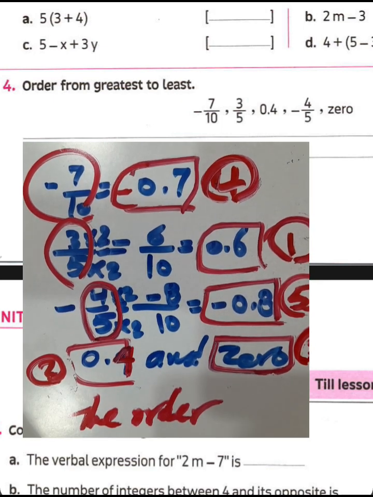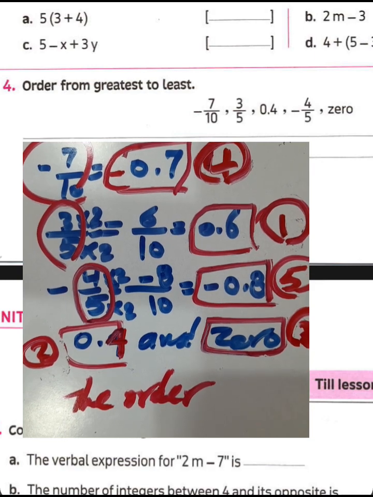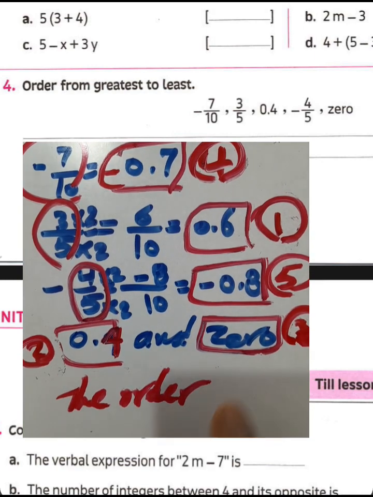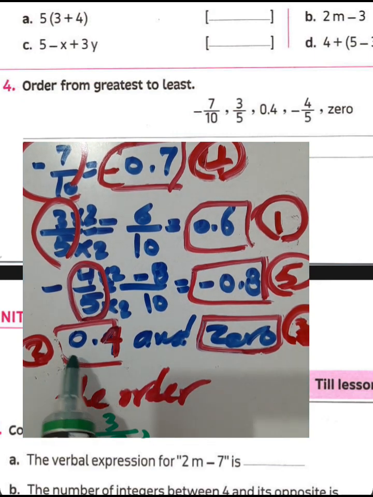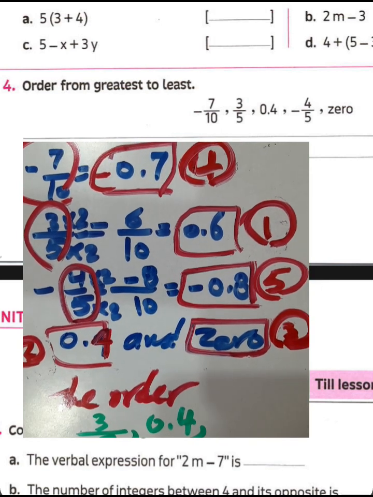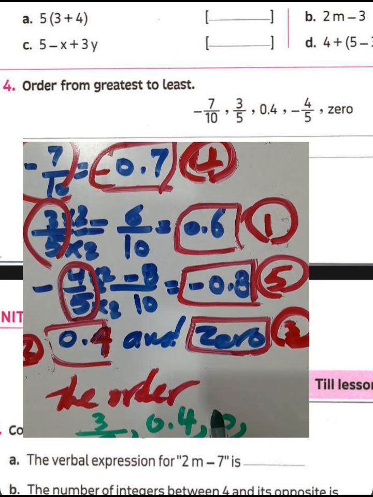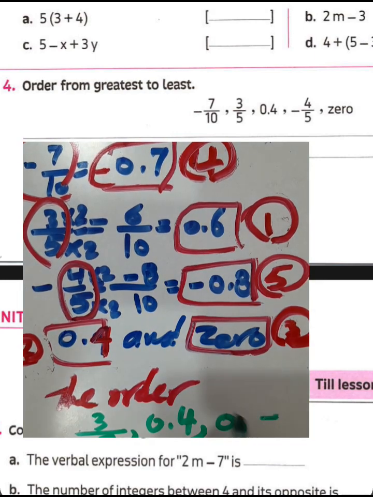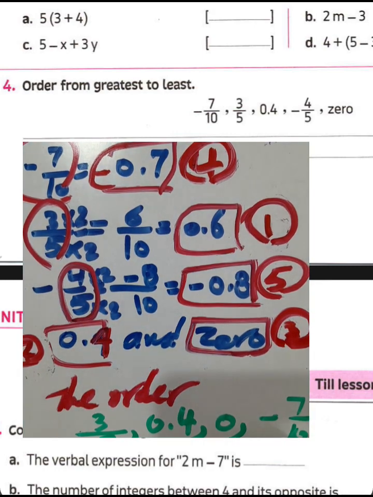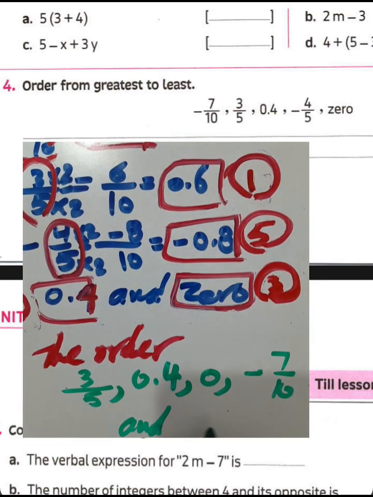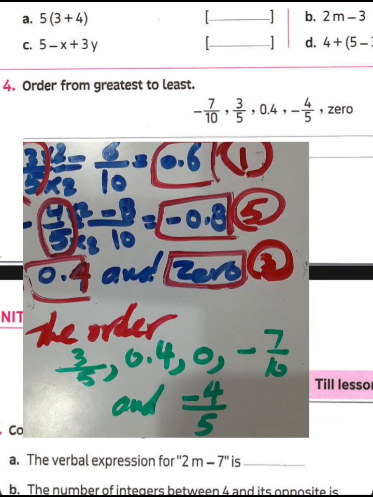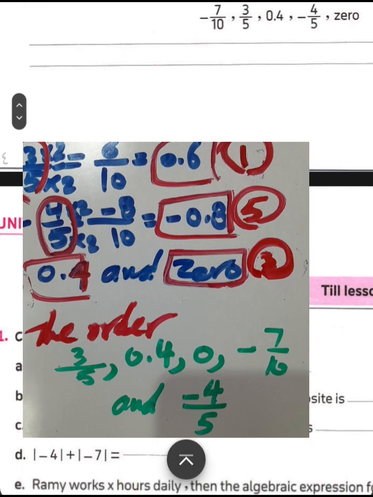We can write the order in the first image with the original numbers. Number 1 is 3 over 5. Number 2, 0.4. Number 3, it will be 0. Number 4, negative 0.7, negative 7 over 10. And last one, negative 0.8, which was negative 4 over 5. Understood? It was question number 4.